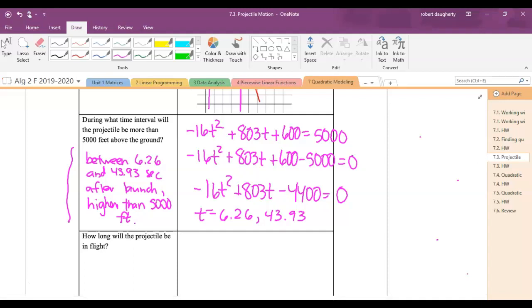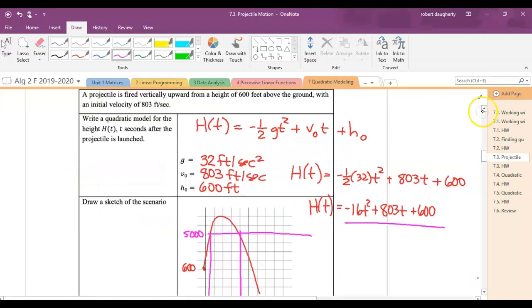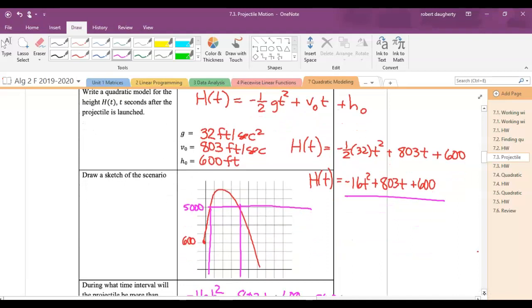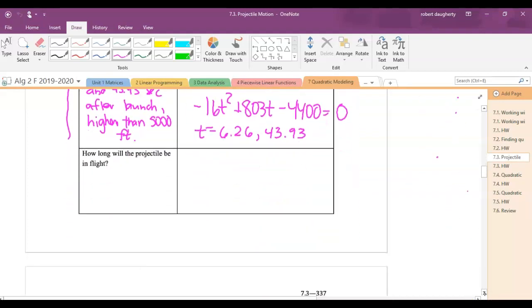Okay. How long would the projectile be in flight? So what condition will happen when this thing is no longer flying? So what is the equation modeling? Modeling the what? What does H stand for? Height. What do I know about when this thing hits the ground? The height is 0. So that's begging me to set this parabola equal to 0. Okay. So how long will it be in flight? It is going to be in flight until the moment that h of t is equal to 0. Okay. Because that means the height is 0.